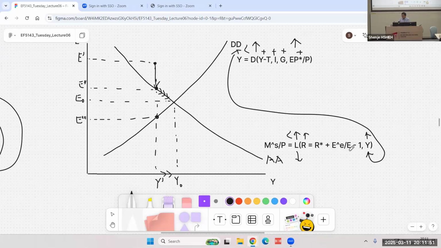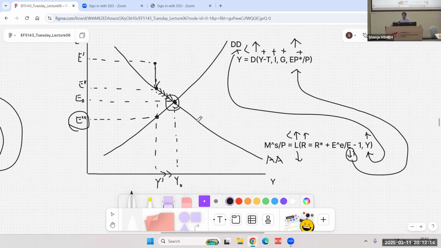To increase R, we can decrease E, right? So this is the final step. So E shifts down, but if E is still higher than E triple prime, we will always continue to push Y upward, right? So that's why we keep moving, it keeps looping and looping until all markets clear, right?